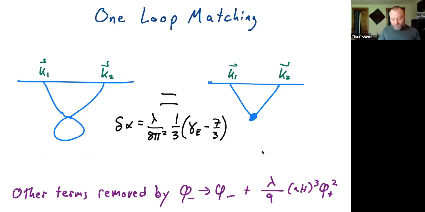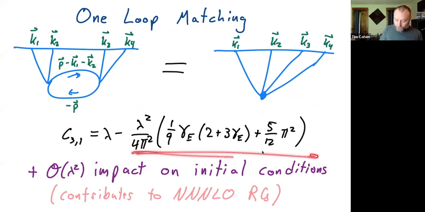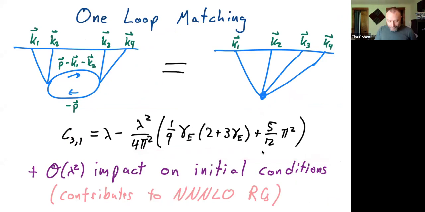And any other terms we generate at this order, we can remove by a field redefinition. Okay, we continue with one loop matching. Now we have the 2-to-2 diagram, and so this gives us a loop contribution to the 4-point function in the effective theory, which corrects the Wilson coefficient. It also gives us some higher order impact on the initial conditions, but those aren't going to contribute to the order we're working.